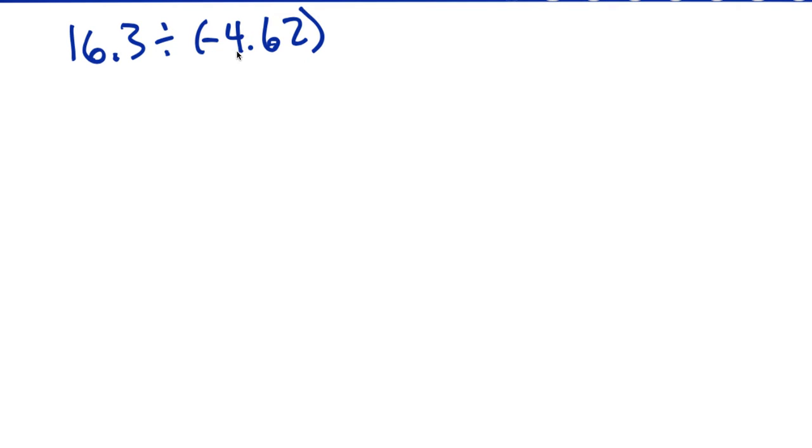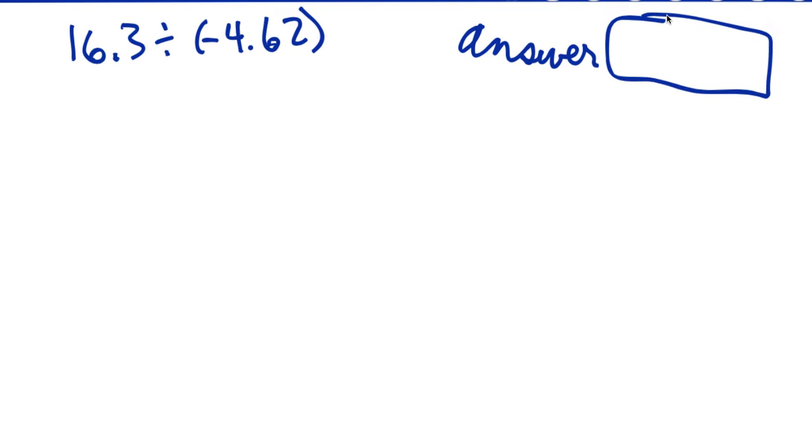Okay, we got a negative sign and a couple more decimal places. So we've got negative 16.3 divided by 4.62. Let's see how this works out. First thing is the answer is going to be negative because I have one negative sign. So I'm just going to write my answer box over here. I don't know what the answer is yet, but I know the sign's negative. So that's cool. That's one less thing I have to worry about.